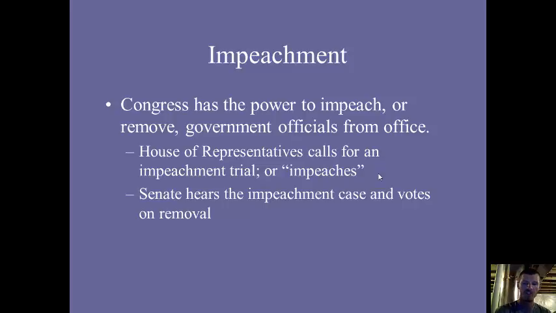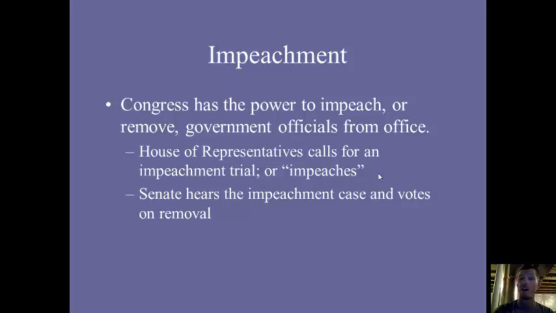Talked a little bit about impeachment with different assignments that we've worked on so far. Impeachment basically just means the end result would be removing a government official from office. Usually we're talking about presidents here. We could be talking about congressmen. We could be talking about Supreme Court justices, but usually we're talking about impeaching presidents.